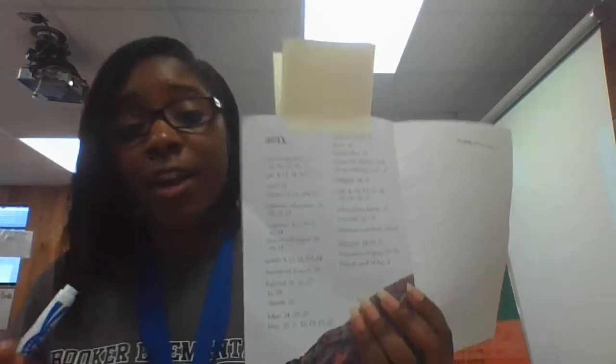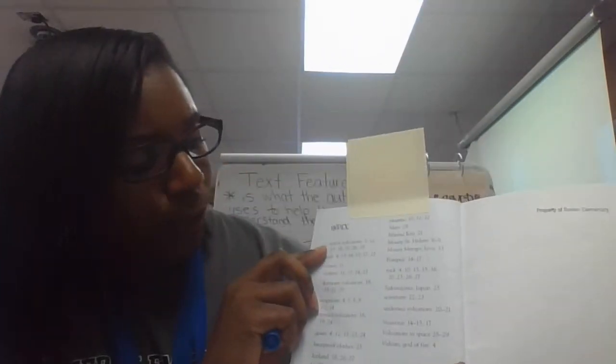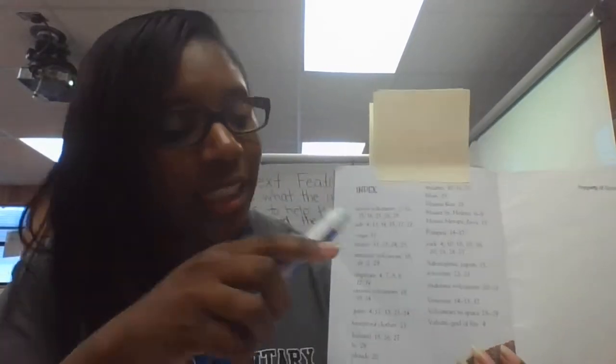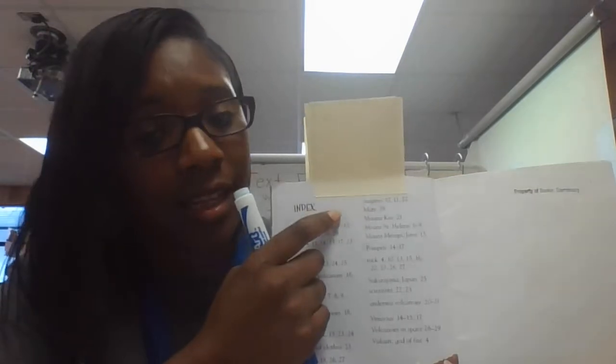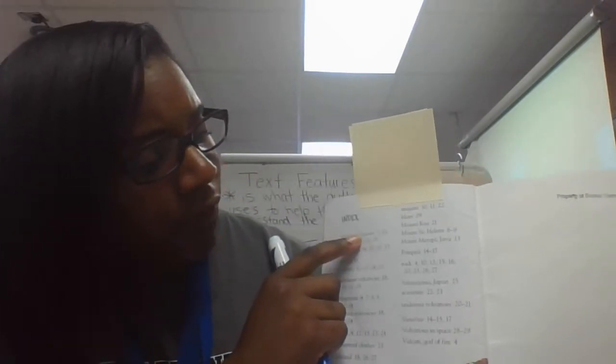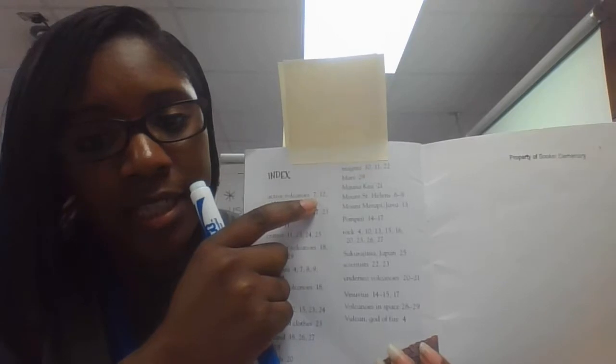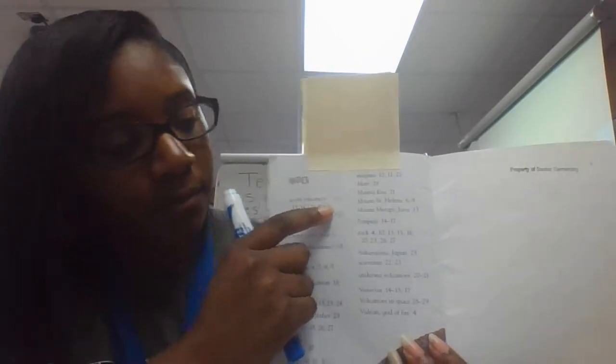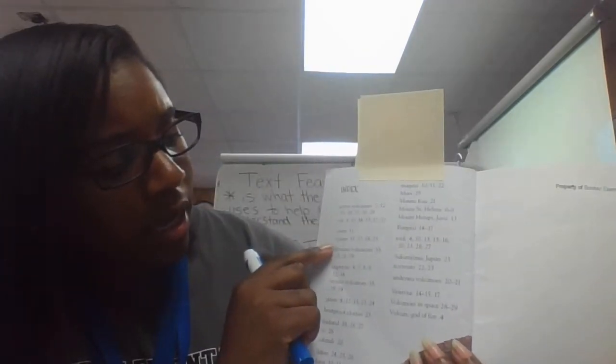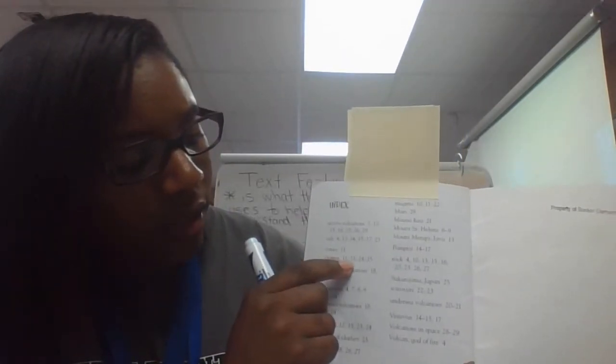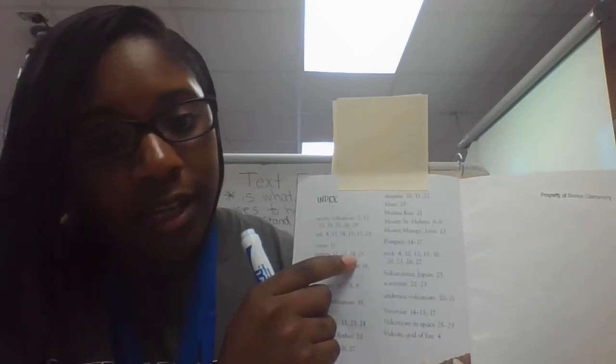Now, at the very, very back of the book, usually about the last page, you'll see something called an index. This text feature gives you different words, but instead of giving you the definition, it gives you the page number to find that word. We have active volcanoes. You can find that on page 7 and on page 12. Another example would be craters. You can find information about craters on page 11, 23, 24, and 25. You see how that works?